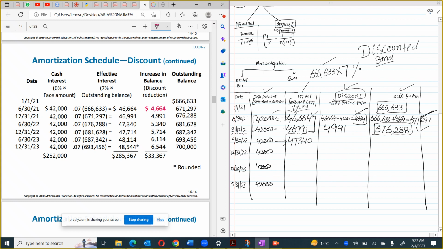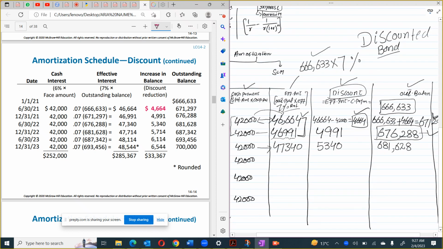47340. And the discount is very simple. You will deduct 42,000 from this amount. The discount amount will be 5340, right? And the closing balance... The discount is which number minus which number? I have written the formula here. You can note it down. Effective interest minus cash payment.